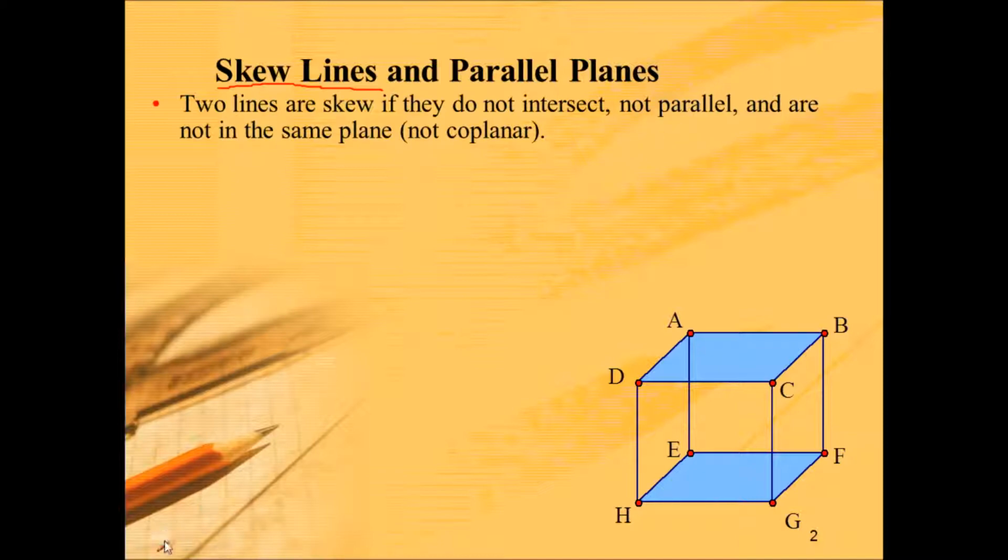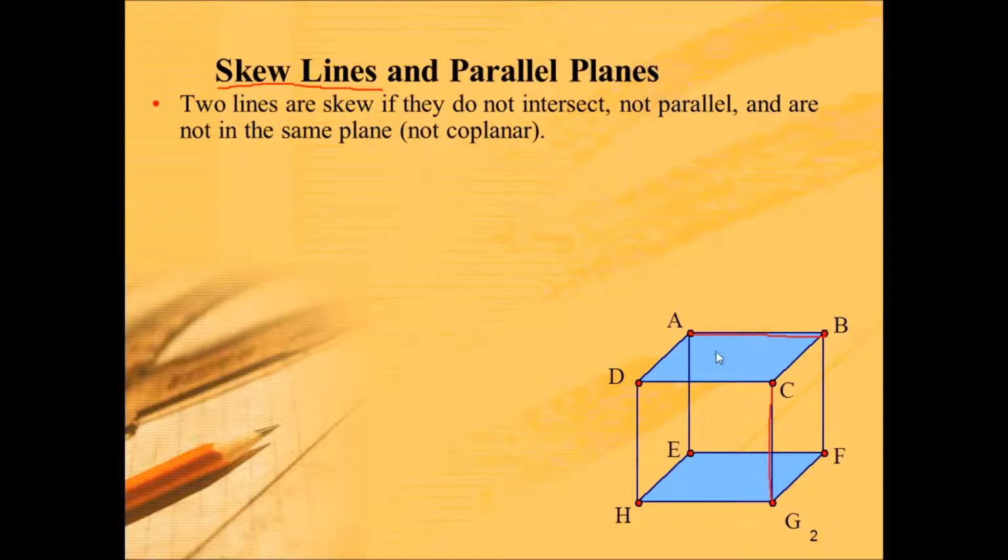So if I look at my drawing, I want to come up with two lines that do not intersect and are not parallel. For that to happen, I have to pick two lines that are not in the same plane. If I looked at the right side of this box and picked two lines in this plane, they would either intersect or be parallel. So for example, I can pick AB and I can pick CD. Those two lines are not in the same plane.